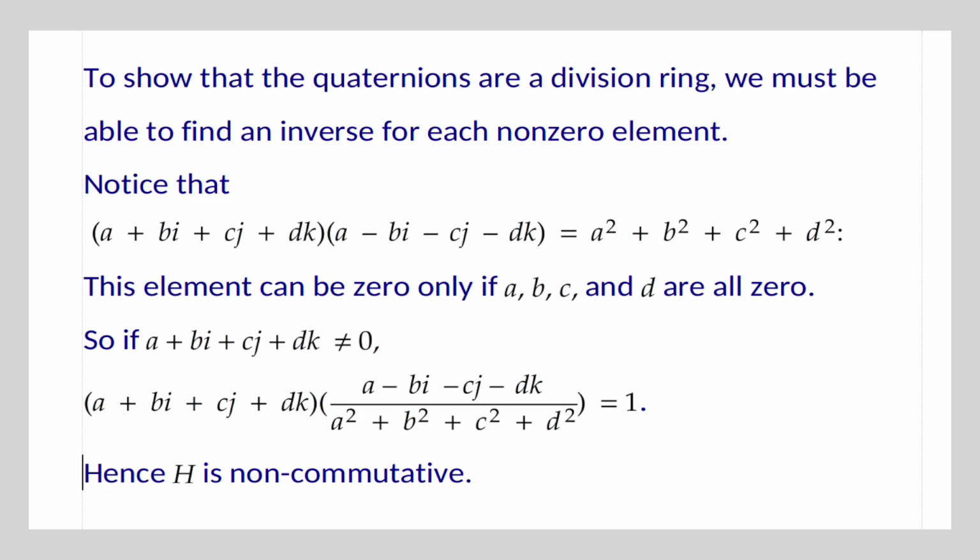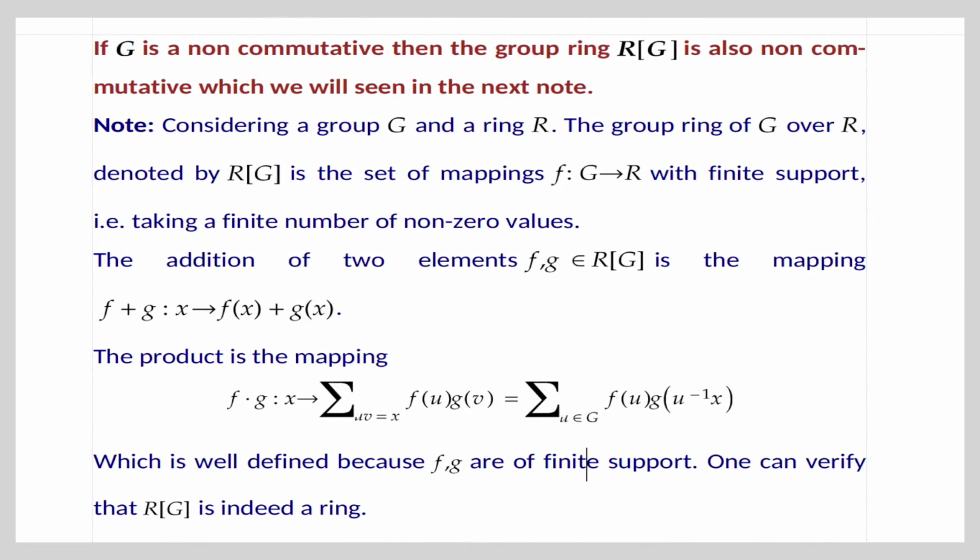So, if a plus bi plus cj plus dk is not equal to 0, then (a plus bi plus cj plus dk) into (a minus bi minus cj minus dk) divided by (a square plus b square plus c square plus d square) equal to 1. Hence, H is non-commutative. If G is non-commutative, then the group ring R of G is also non-commutative, which we will see in the next note.